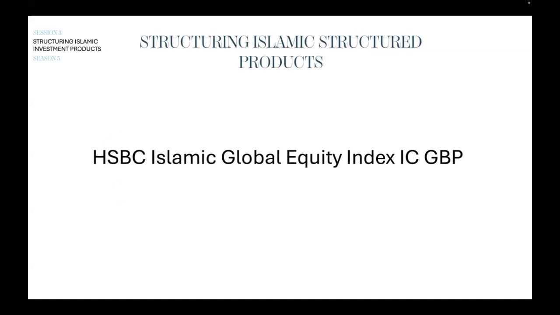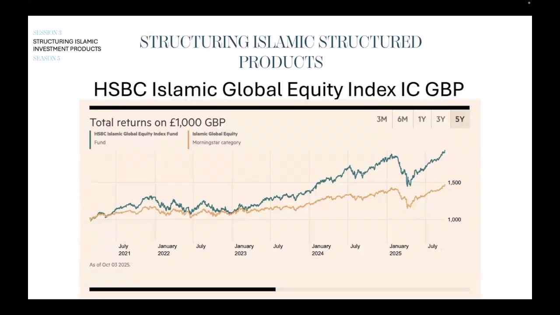The second example which I wanted to use was that of an Islamic structured product. And this is an example which I have constructed to give you some food for thought. So let us look into HSBC's Islamic Global Equity Index ICGBP. This is a fund which is GBP, British pounds, denominated. This is live data for that one. So, 5 years trend, total returns on 1,000 pounds. If someone had invested 1,000 pounds in June or July 2020, they would have got this much return in 5 years. If you choose 3 years, 1 year, 6 months, 3 months, you will get those. For illustration purposes, I just use this 5 years.